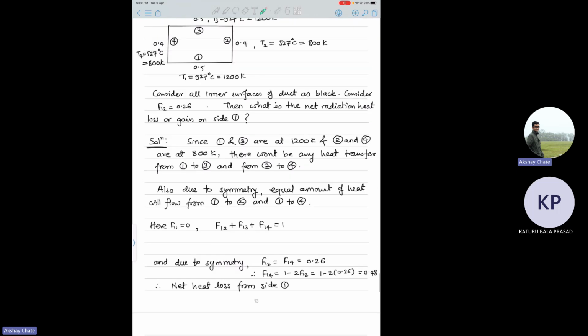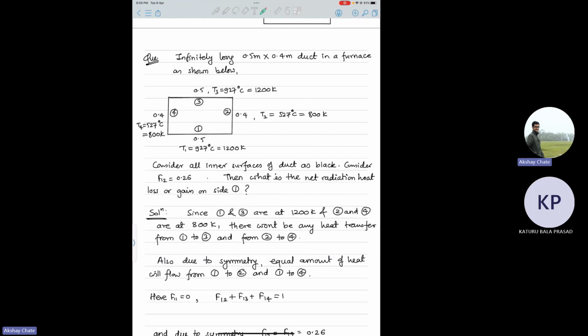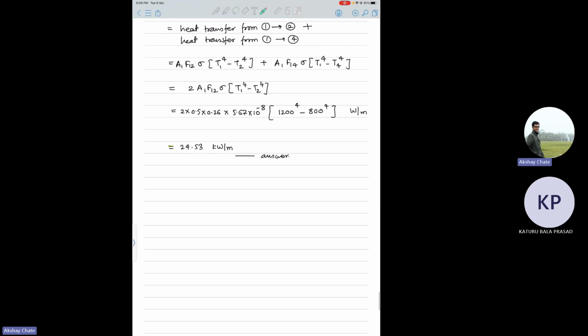So please take a note that in the last problem where I said F1 to 3 will be 0, which is not correct. Q1 to 3 is 0 because there is no delta T. That is true. But due to symmetry, F1 to 2 and F1 to 4 will be the same, and there will be a non-zero F1 to 3. So that was the correction that I wanted to convey.